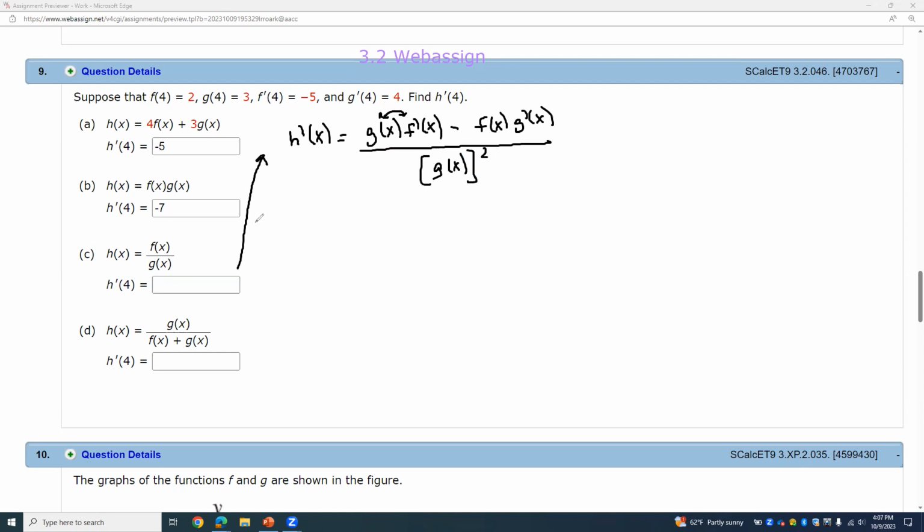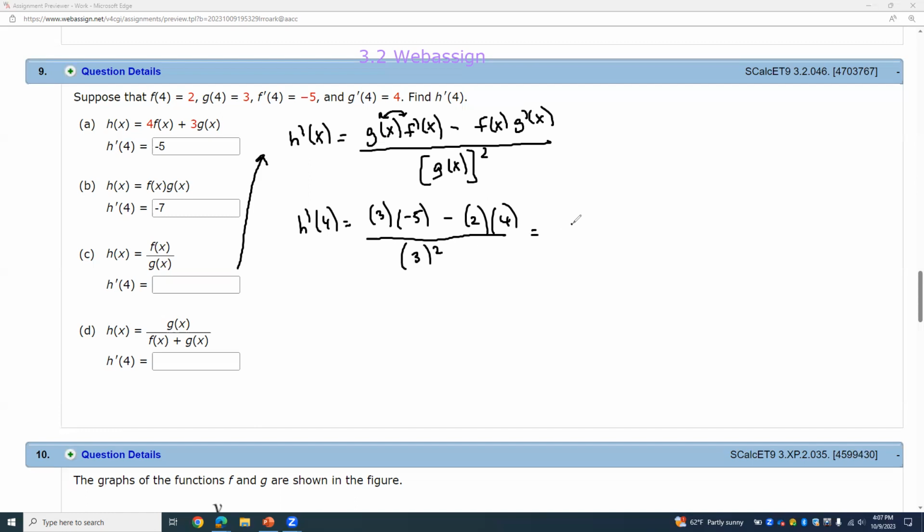Okay, so now we're going to do the same thing, but at 4. I'm talking about finding g of 4, which is 3 times the derivative of f at 4, which is -5, minus f of 4, which is 2, times the derivative of g at 4, which is 4, and then it's all divided by g of 4 squared, so we're talking 3 squared.